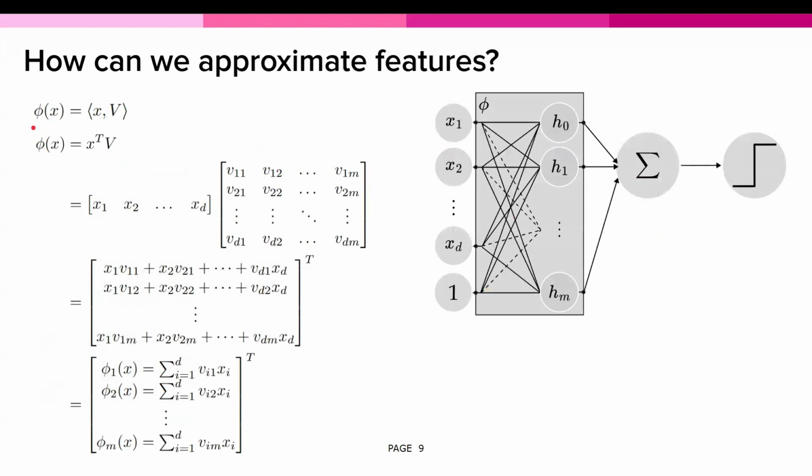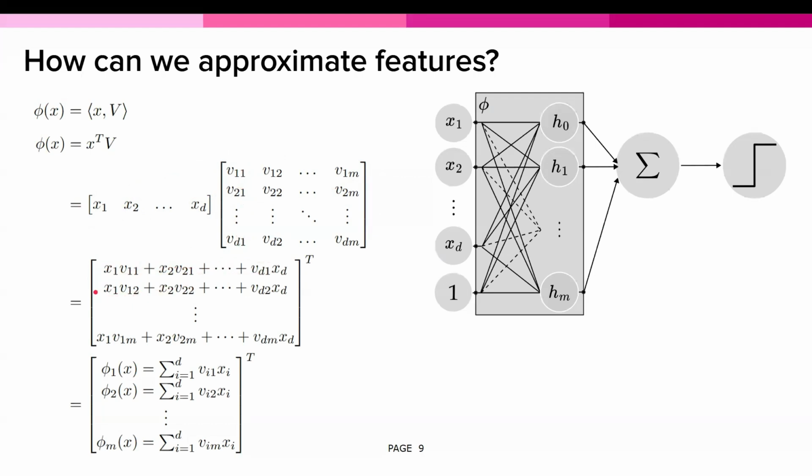Okay, so let's play this out and see what happens. Our feature space is going to be the inner product between our input vector, which is in R^D, and our projection matrix, which is of shape D by M. To generate these new features, we need only transpose our feature vector and then multiply that by V. So the first entry is x1 times v11 plus x2 times v21 plus xd times vd1.